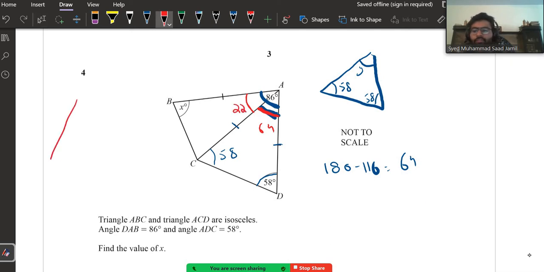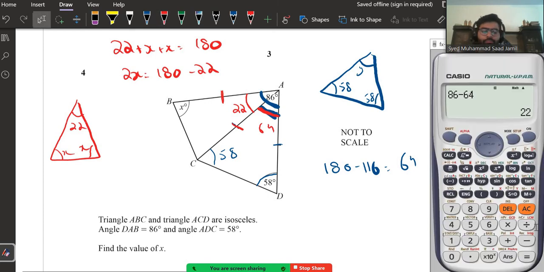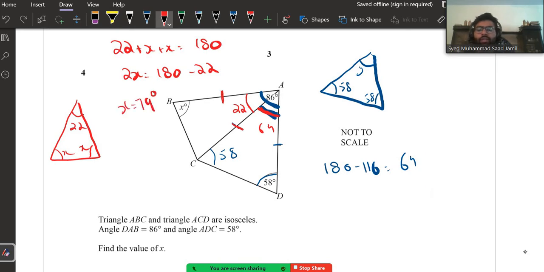So if I make this triangle, this side is 22, and since this is also an isosceles triangle, this is also going to be x, this is also going to be x. So 22 plus 2x is equals to 180 degrees. 2x is equals to 180 minus 22. Alright. 180 minus 22 divided by 2. The answer is 79 degrees.